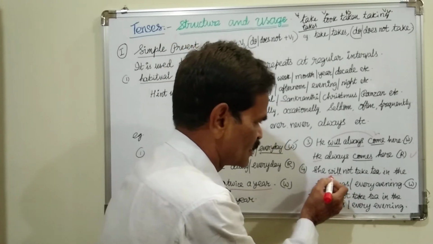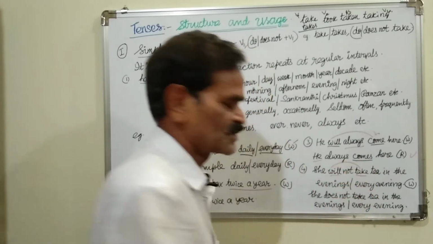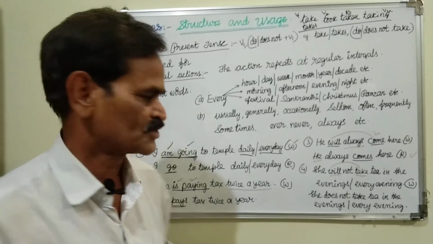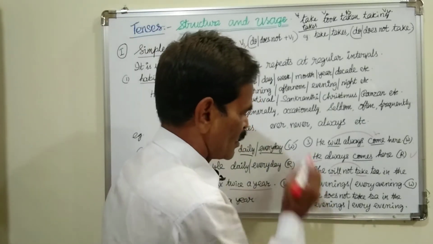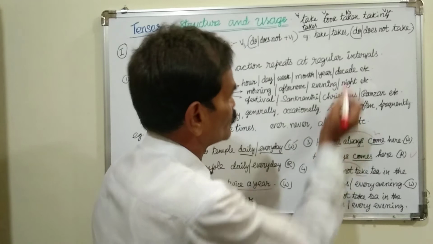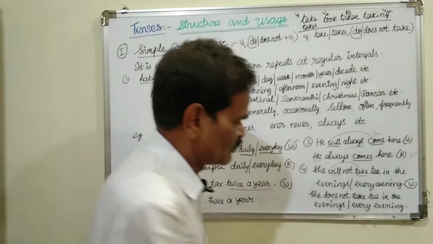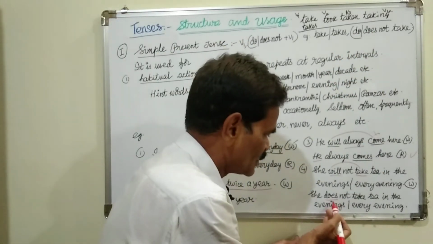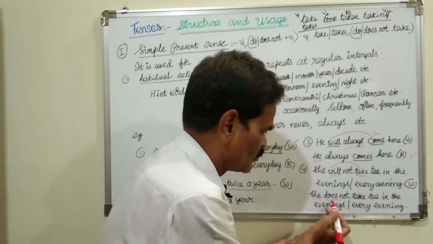So when will is there, it is simple future tense. We cannot use simple future. We must use simple present tense only. What is the helping verb in simple present tense? Do or does. In a negative, we use do or does. Here, she is singular, we must use does.